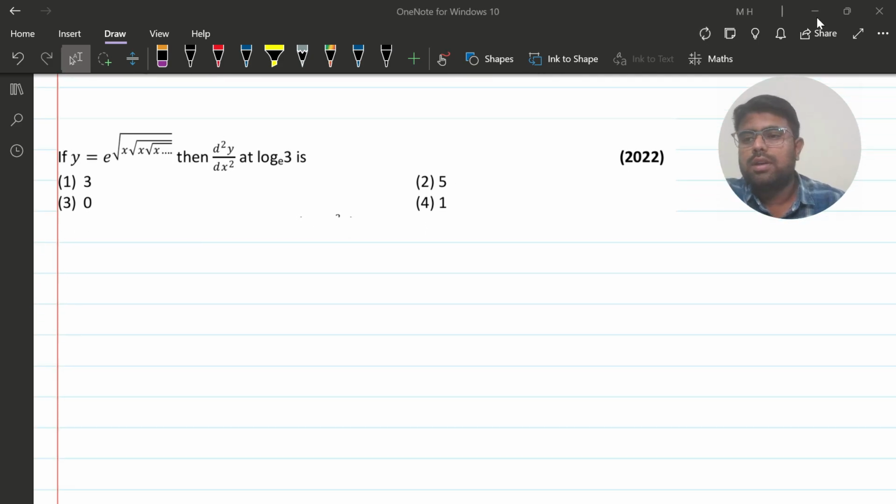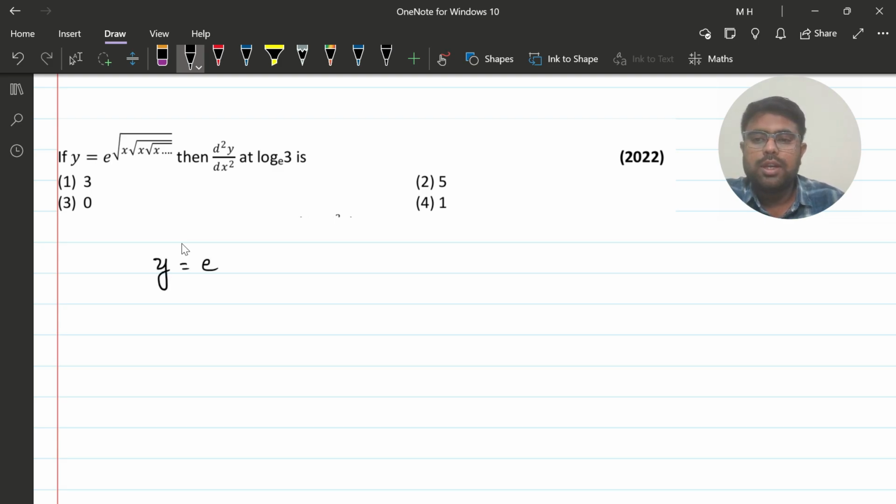The question says y is equal to e raised to root x, root x, root x, and so on. Then d square y by dx square at log 3 to the base e is. So basically what we should do here is find the second derivative of this function, but it's not very easy to find out the second derivative, right? Because here in the power we have infinitely many terms.